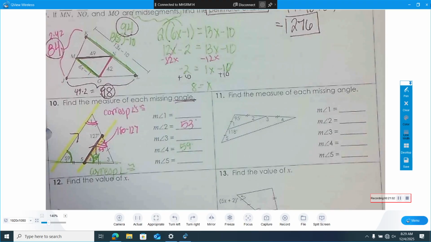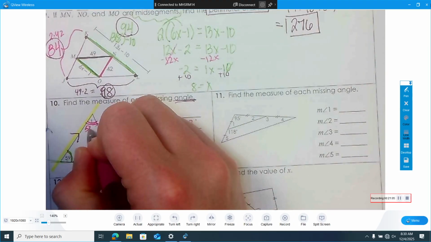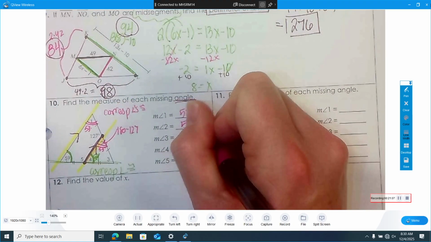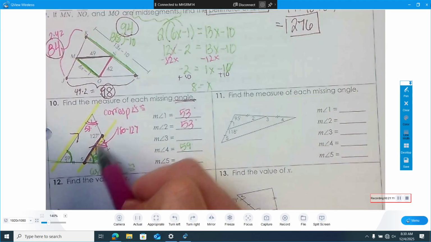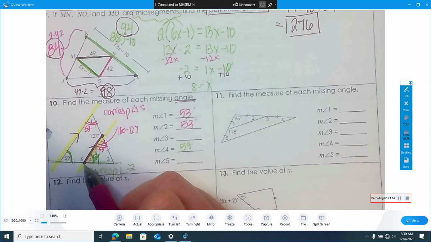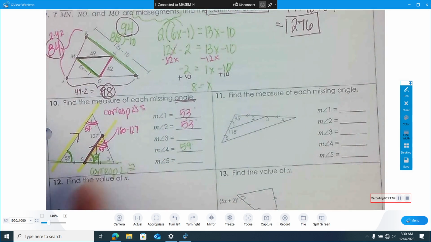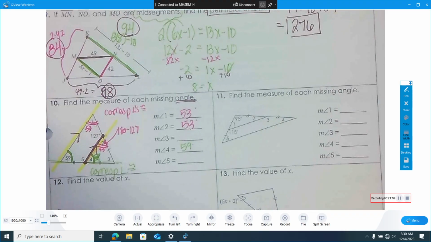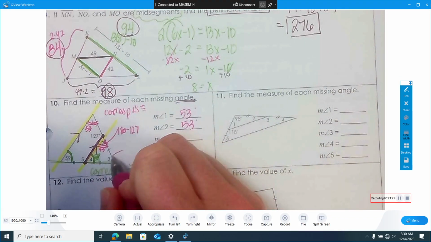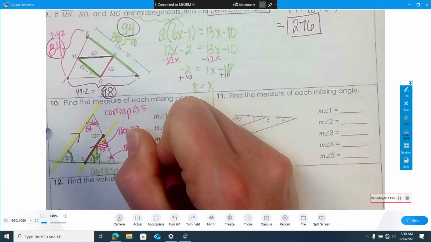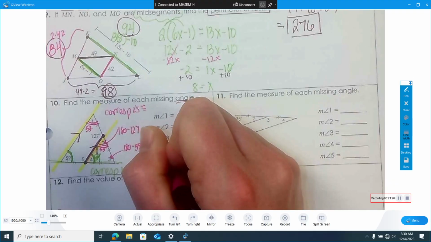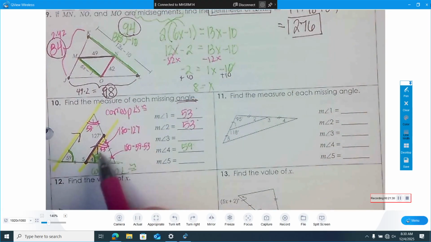All right, what's the measure of angle 1? Also 53. All right, 53 for angle 1. Now, I have here the tippity top of my little triangle. So can we figure out angle 3? Absolutely. So the measure of angle 3 is 180 minus 59 minus 53. Yes, minus these two, 59 and 53. 68. So the measure of angle 3 is 68.